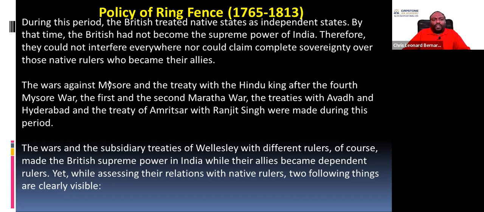They started to befriend the native rulers and they became their allies. So the wars against Mysore, the four Anglo-Mysore wars, and the treaty with the Hindu king in the fourth Anglo-Mysore war in 1799, after the death of Tipu Sultan, and also the first and second Maratha wars, and the treaty with the Awadh kingdom and Hyderabad Nizam, and the treaty at Amritsar with Ranjit Singh. All these things were made so that the territories of the Britishers were safeguarded, and all these territories, whether it is Mysore or the Maratha Kingdom or Hyderabad or Amritsar, all these areas became buffer states.